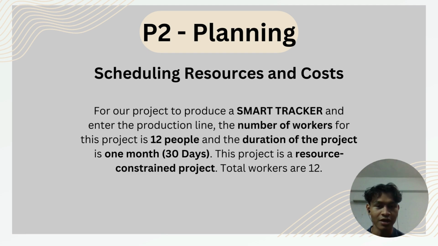Alright, in this project, we are also going to do the scheduling, resources and costs. So for your information, our project produced a smart tracker and enters the production line. The number of workers that we hire for this project is 12 people, and the total duration of the project is 1 month, which is equal to 30 days. This project is a resource constrained project.